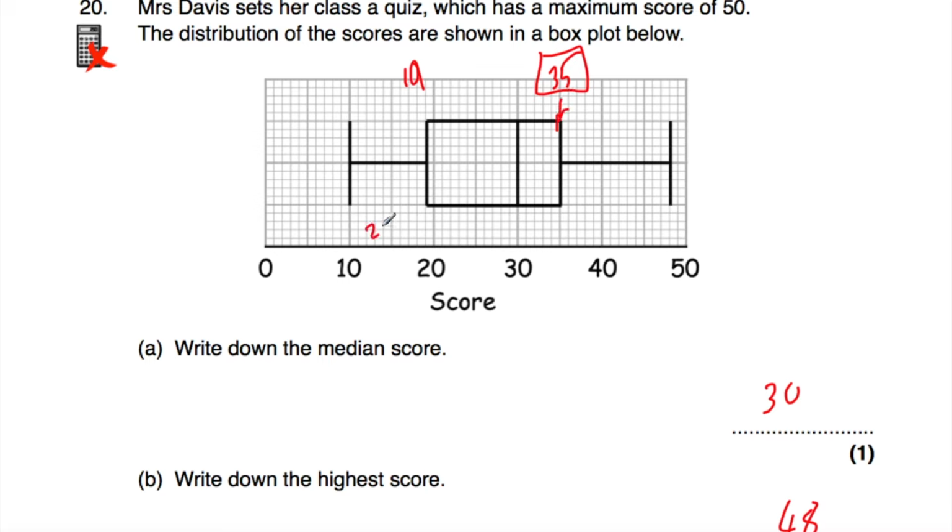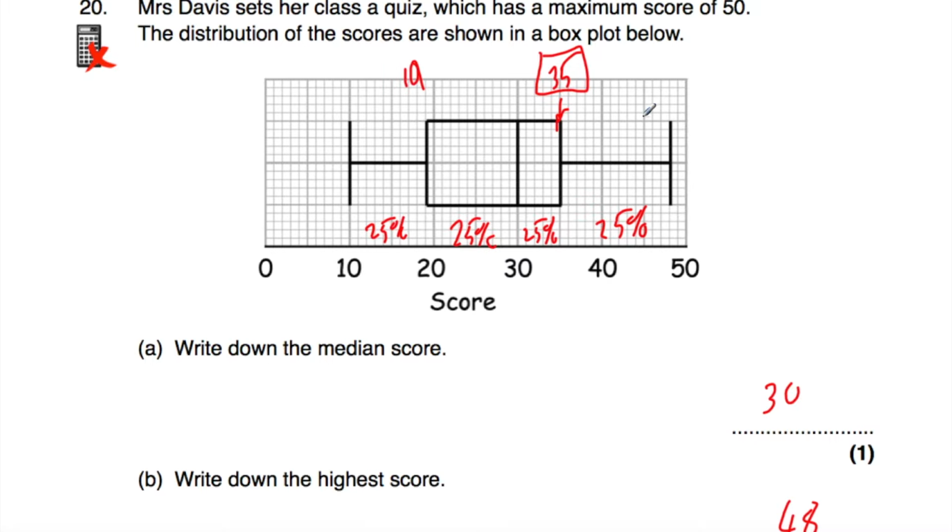Now remember that 25% of the data lies between each of the pairs of vertical lines. So between the lowest value and the lower quartile, 25% of the data lies in here. Between the lower quartile and the median, 25% of the data lies in here. Between the median and the upper quartile, 25% of the data lies in there. And between the upper quartile and the highest value, 25% of the data lies in there.